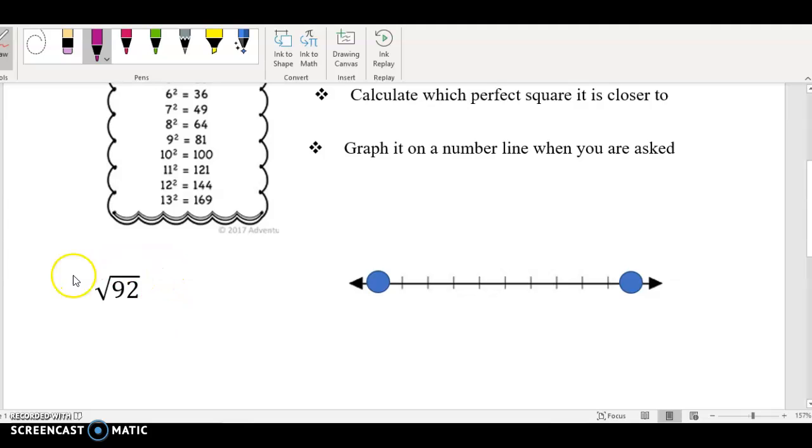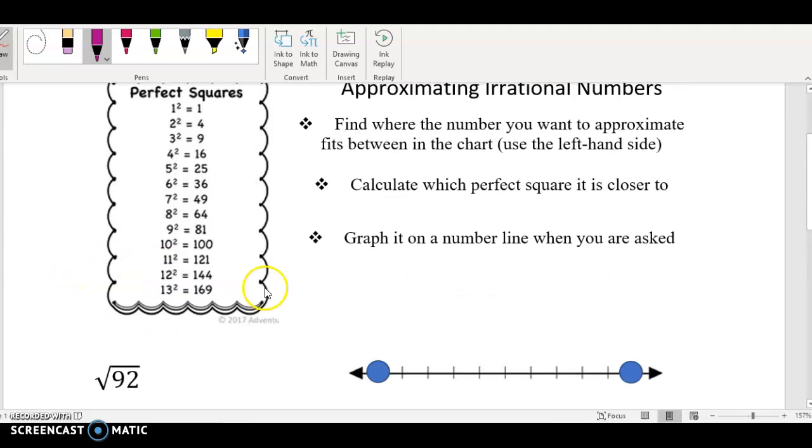Like right here, we have the square root of 92. Well, we know that that's not a perfect square. It doesn't fit right here onto the chart. So we need to approximate this irrational number. The first thing we want to do is figure out where 92 fits in our chart. All right, so where does 92 fit?